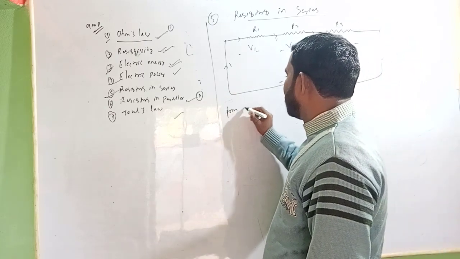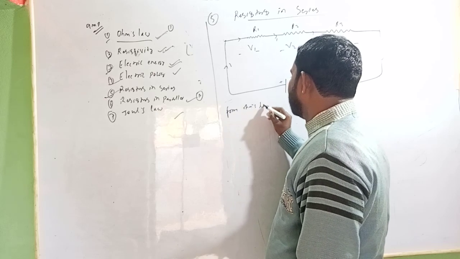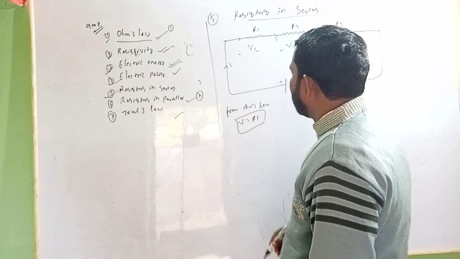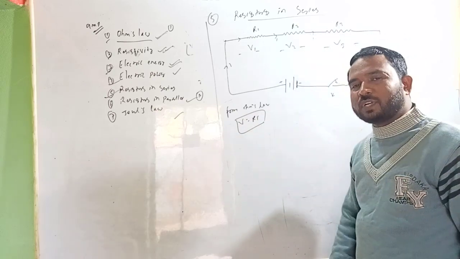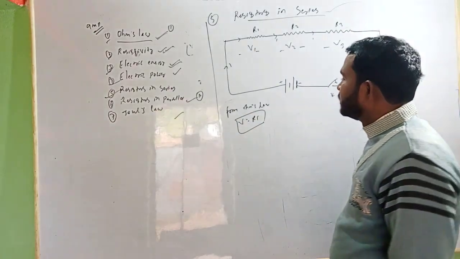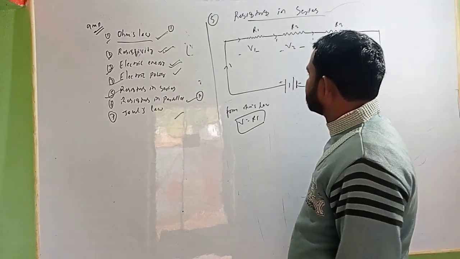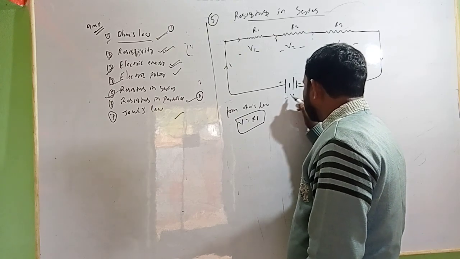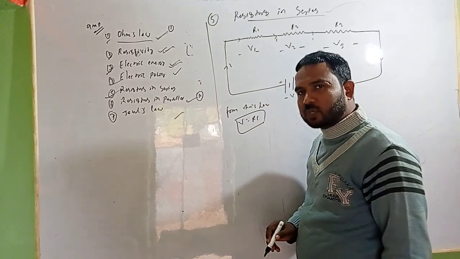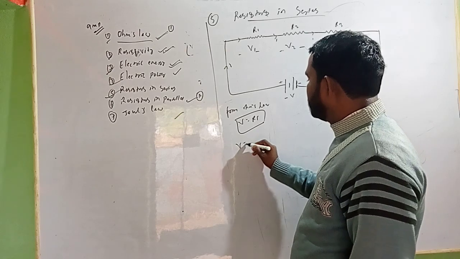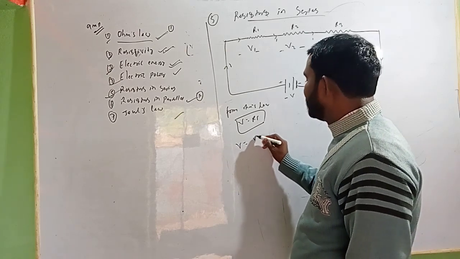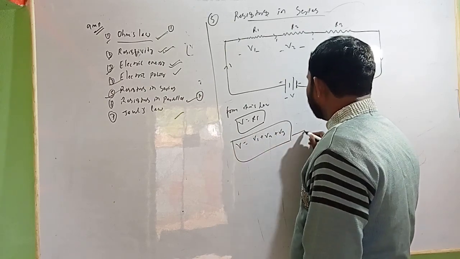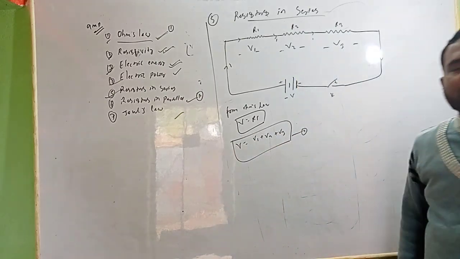From Ohm's law, we have V equal to R I. Okay, so how will you find out? You have to find out R1, R2, R3. Okay, very good. Suppose V is the total potential, then you can write V is equal to V1 plus V2 plus V3. Can we write? Okay, very good. So you can put this as equation 1.